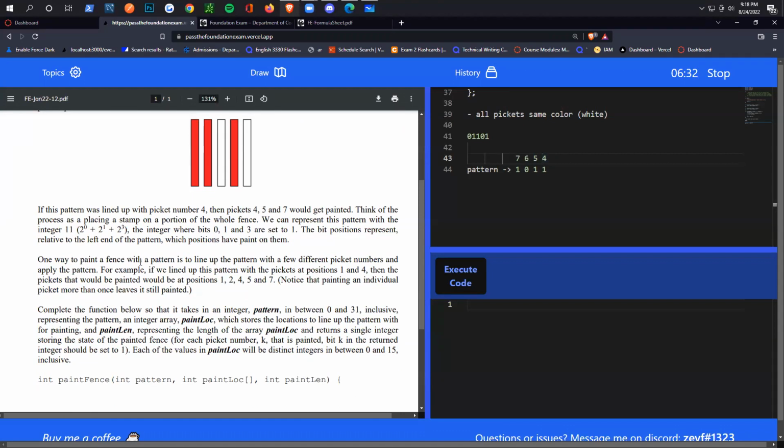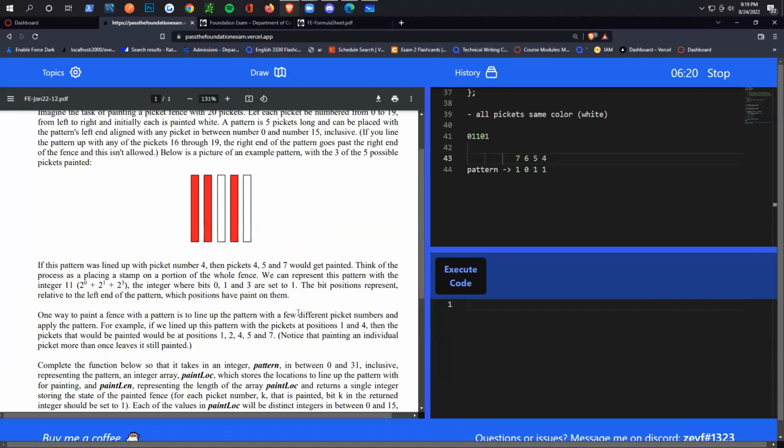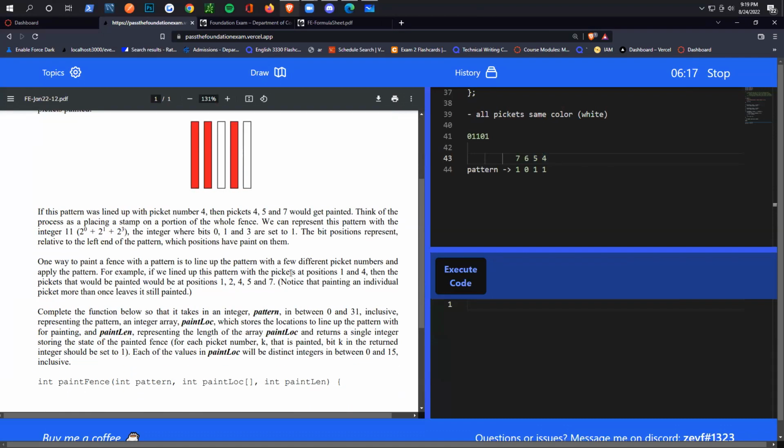One way to paint the fence is to line up the pattern with a few different picket numbers and apply the pattern. For example, and this is the part of the question that gives it away. And it's very subtle. You have to go deep into all this story and explanation. For example, if we lined up this pattern with picket positions at 1, 4, then the pickets painted would be 1, 2, 4, and 5. Okay, so this is the part that matters. Notice that painting an individual picket more than once still leaves it painted. So that is very subtle, but that gives away the whole question.